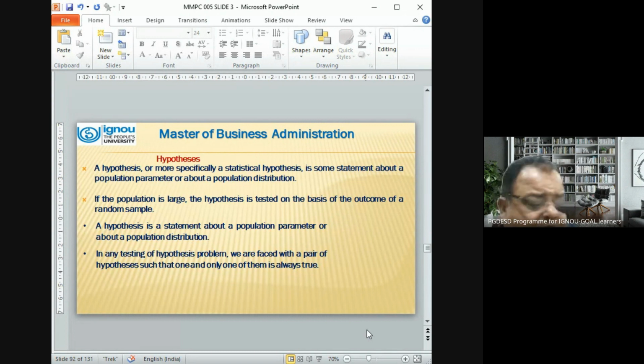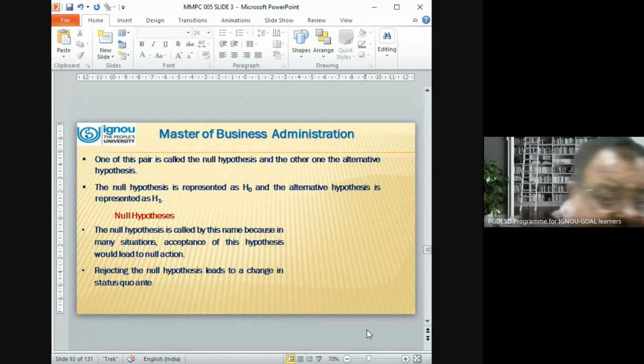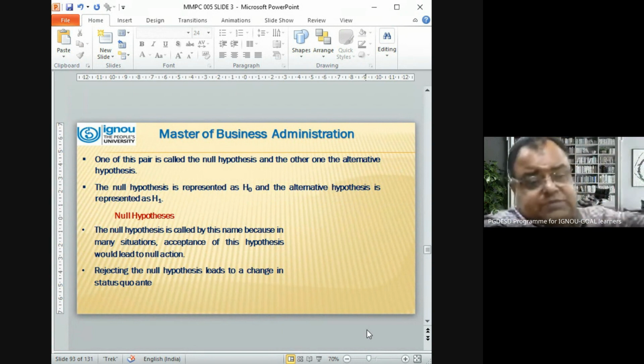In any testing of hypothesis problem, we are faced with a pair of hypotheses, such that one and only one of them is always true. One of this pair is called the null hypothesis, and the other one is known as the alternate hypothesis. The null hypothesis is represented by H naught. This zero comes in the subscript. And the alternate hypothesis is represented by H1.